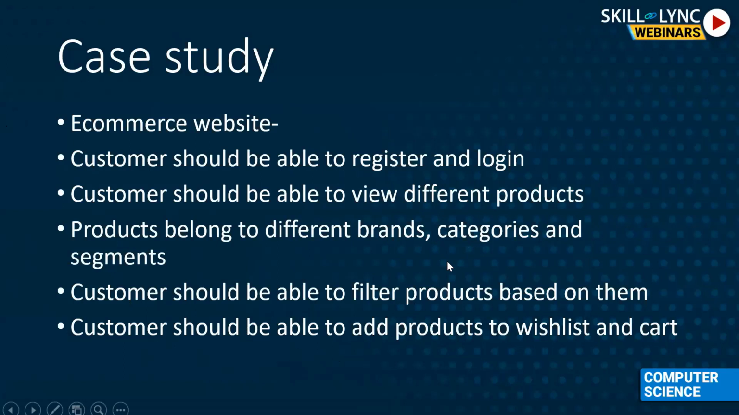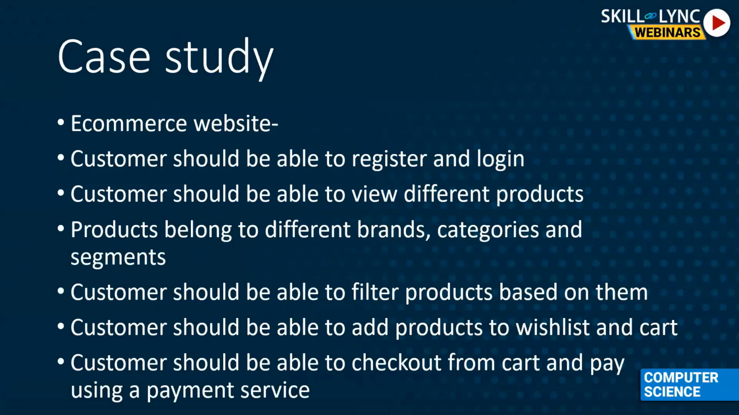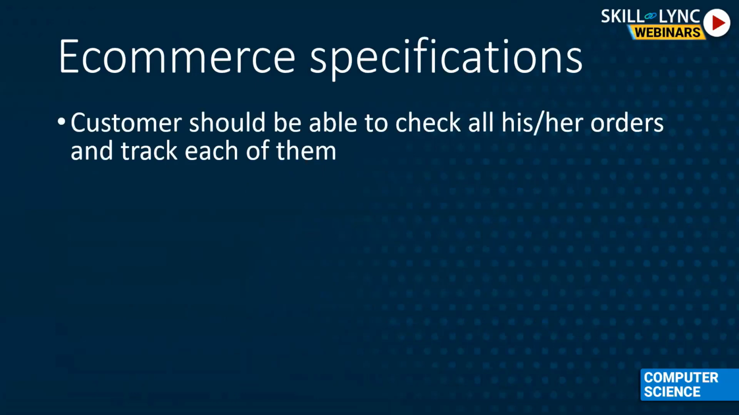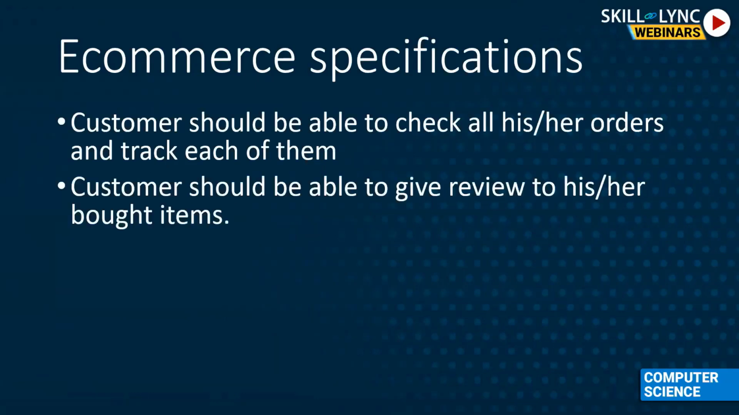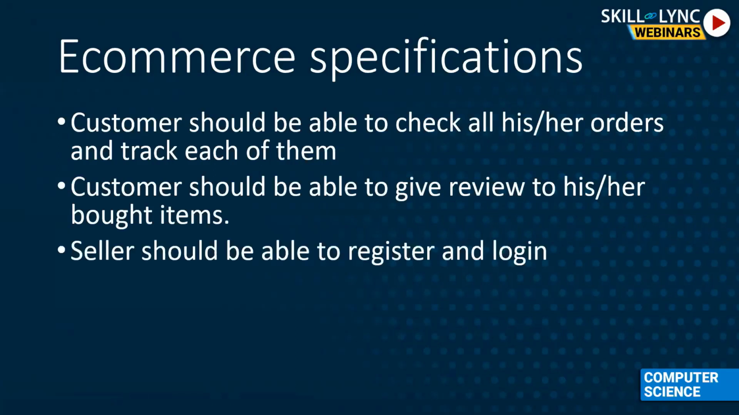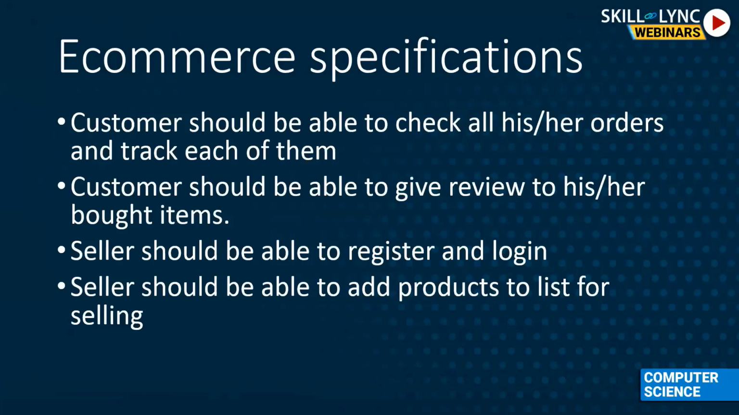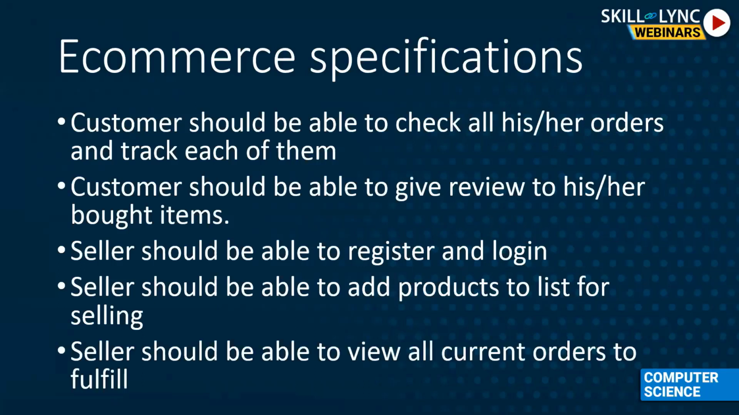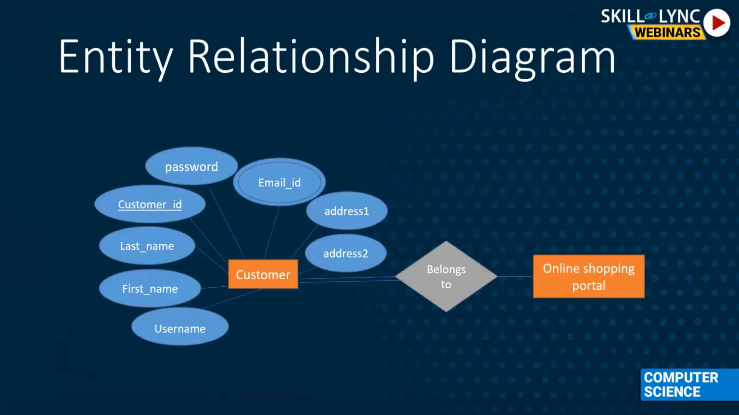our relational database. I'm going to actually show you how we are going to design this database for an e-commerce system, okay? Then your customer should also be able to check out from your cart and pay using a payment service. The customer should be able to check all of his or her orders and track each of them. Also, your customer should be able to give reviews to his or her bought items. There's also a seller, right? Seller should be able to register and log in. Seller should be able to add products to list for selling. Seller should be able to view all current orders to fulfill them.